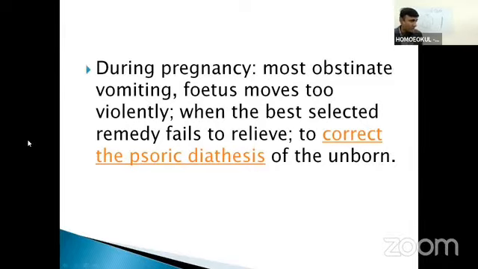During pregnancy, most obstinate vomiting, fetus moves too violently. That is very important for practice. Moves too violently. If there is history during pregnancy, having this history, that when the best selected remedy fails to relieve, to correct the psoric diathesis of the unborn. It's related to aphorism 284, 6th edition, Organon of Medicine. Next one.